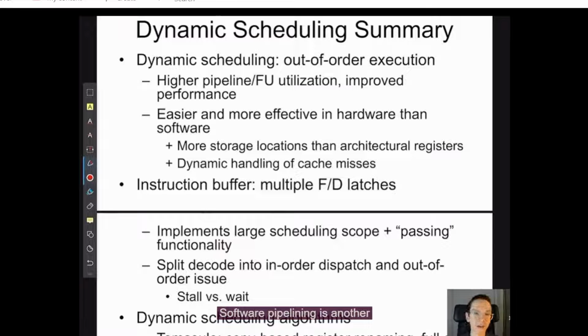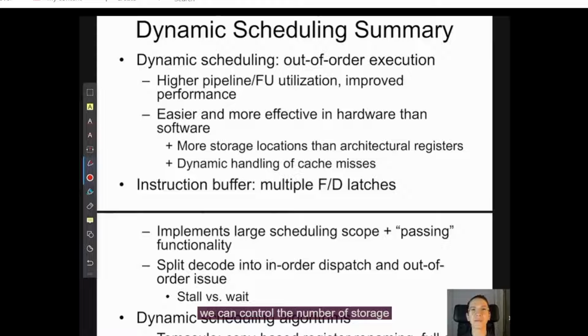Software pipelining is another approach, where the compiler or maybe the programmer would try to reorder instructions to fill in the delay slots, those cycles that are known to be stalls. For example, a load to use stall. Can we fill that useless cycle with some other useful instruction? But with hardware, we have two big advantages, along with others.